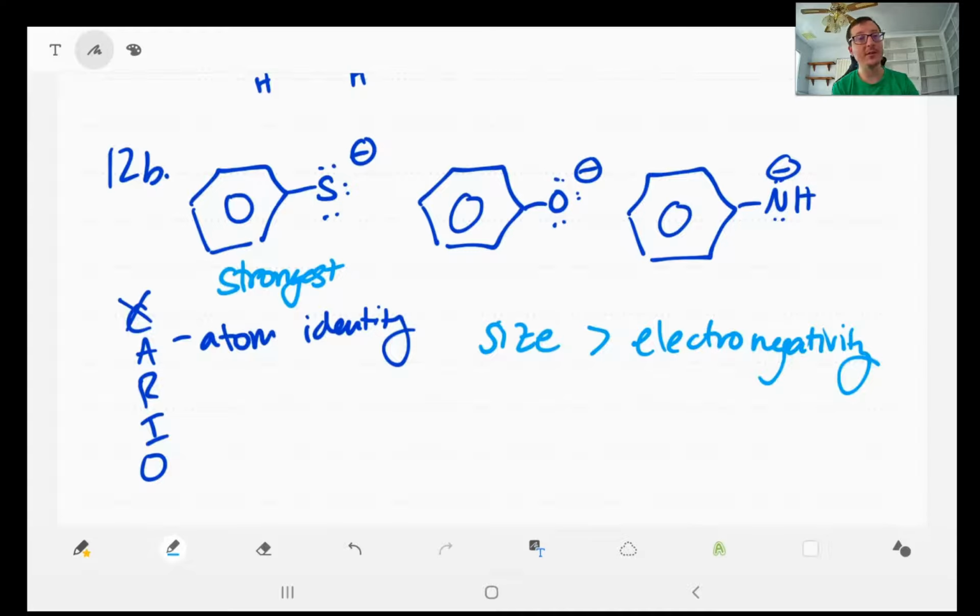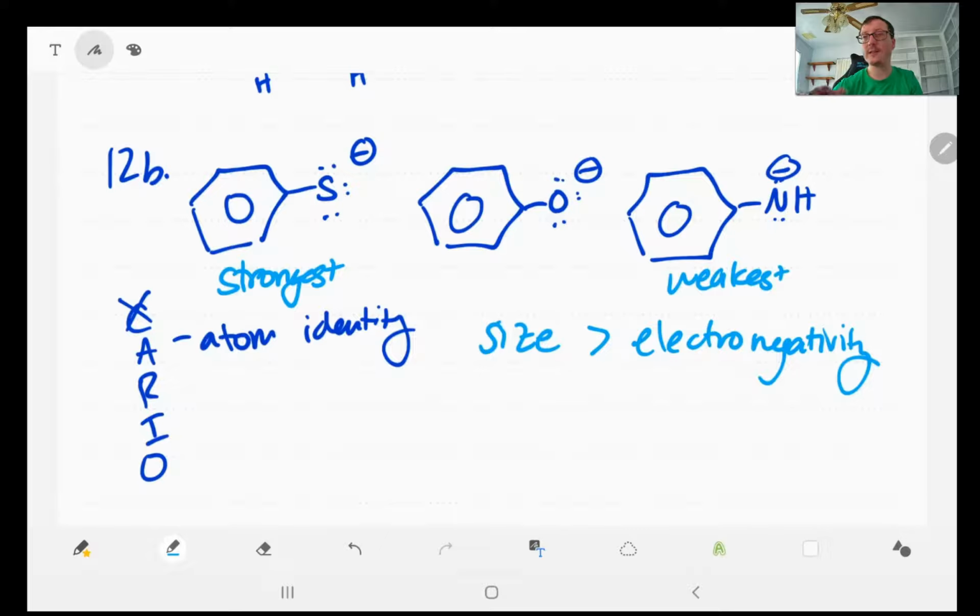Because oxygen and nitrogen are in the same period, their sizes are somewhat similar. Nitrogen's a little bigger, but when they're in the same period as each other, that's when we look at electronegativity instead. Oxygen is more electronegative than nitrogen is, so oxygen is better at accommodating that negative charge. Nitrogen is worse at accommodating that, and therefore it's the least stable conjugate base, which means it's the weakest acid here.